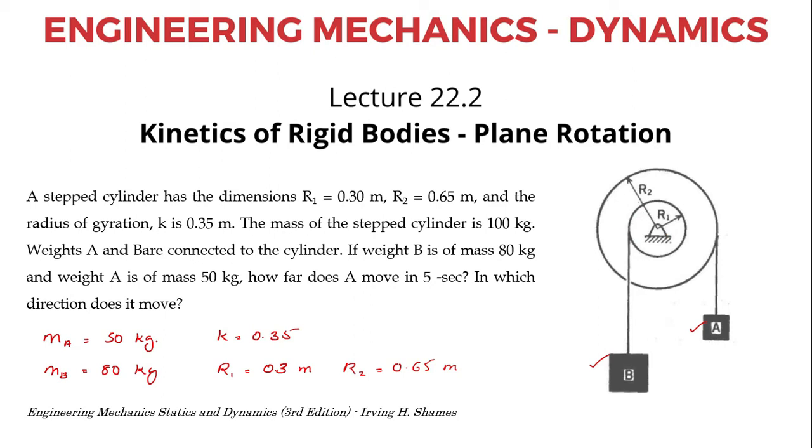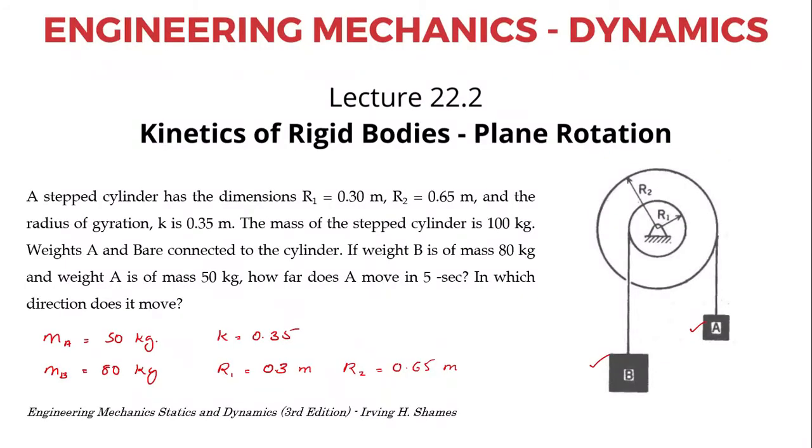So first let me draw the free body diagram of both of these blocks. Here you have the body A, which has the tension in the cable, let's say TA, and the weight acting downwards. The mass of this body is 50 kilograms, so the weight will be 50 g. And then you have body B, which has a tension in the rope TB as well as the weight; since its mass is 80 kilograms, the weight will be 80 g.